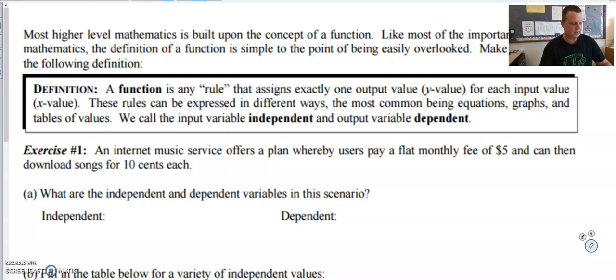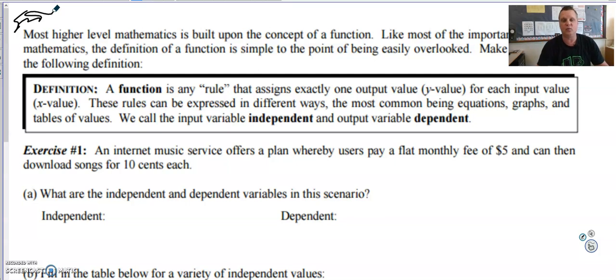Like I said, we're on the introduction to functions. Most higher level mathematics is built upon the concept of a function. Like most of the important concepts in mathematics, the definition of a function is simple to the point of being overlooked. Make sure to know the following definition, the definition in the box.